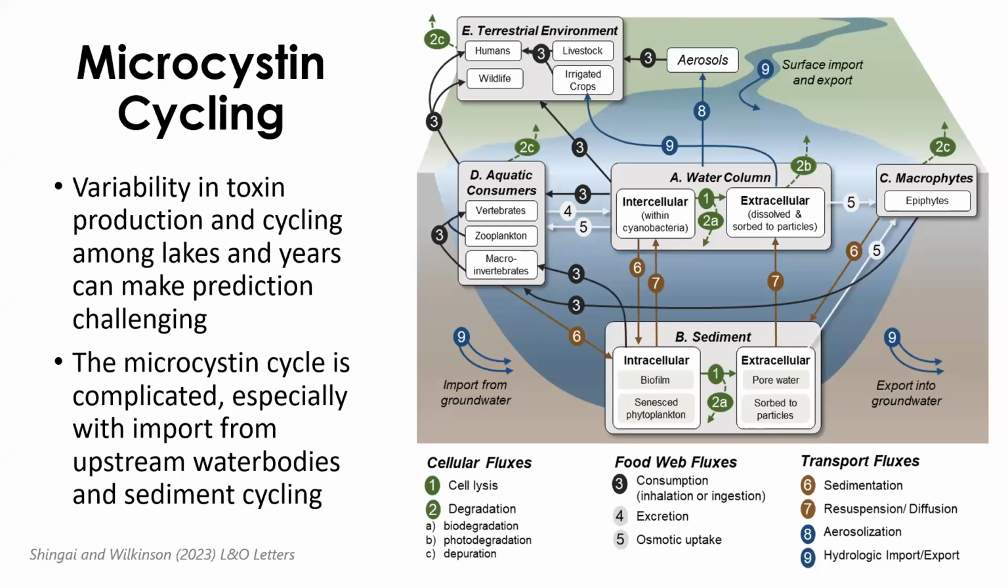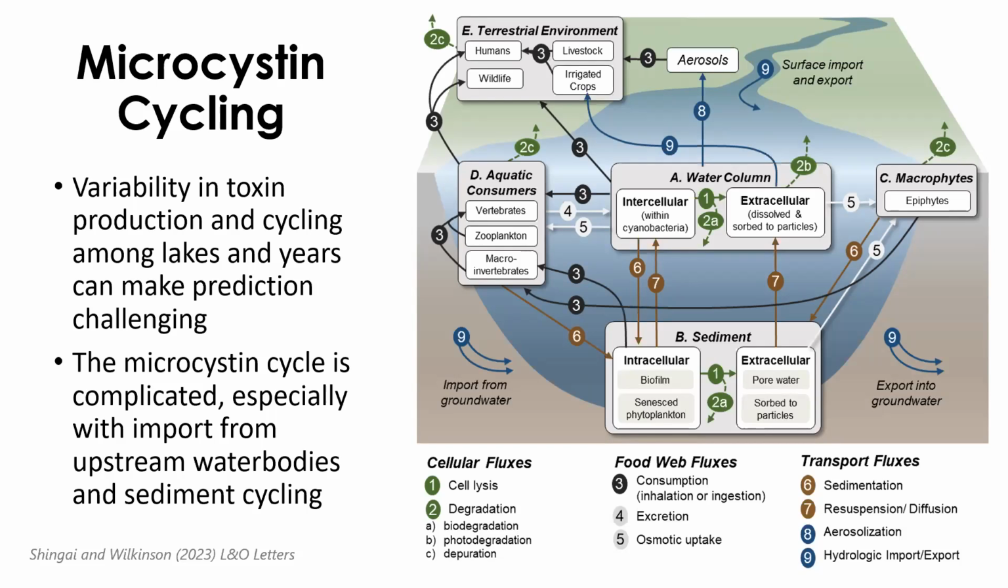And one of the reasons why this can be so tricky is because variability in both microcystin toxin production and cycling among lakes and among years is quite challenging, because the microcystin cycle itself is quite complicated. And so what I'm showing here is some work that we recently published that's showing all of the pools, fluxes, and fates of microcystin within freshwater environments. And as you can see, this is an effort of a meta-analysis and synthesis of the information that we could find about what we know of how microcystin moves across these various pools.